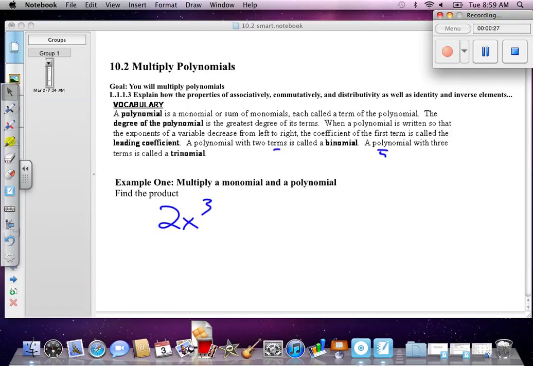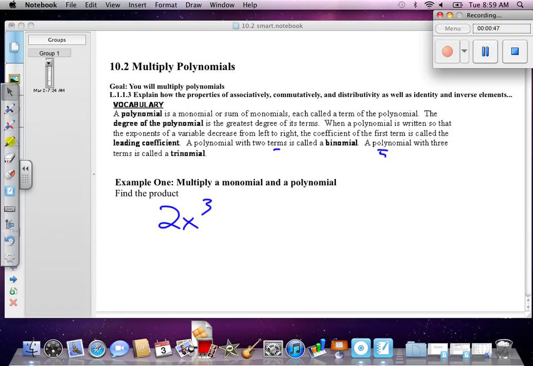When a polynomial is written in decreasing order, from the biggest exponent to the smallest exponent, it is in standard form, and the number in front of the biggest degree is called the leading coefficient. If a polynomial has two terms, it's a binomial, and if a polynomial has three terms, it's a trinomial.